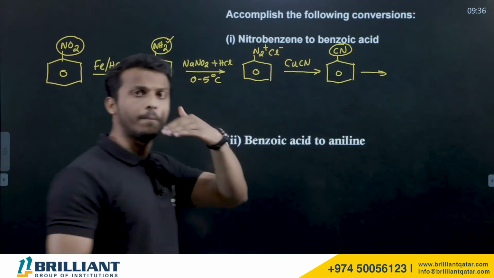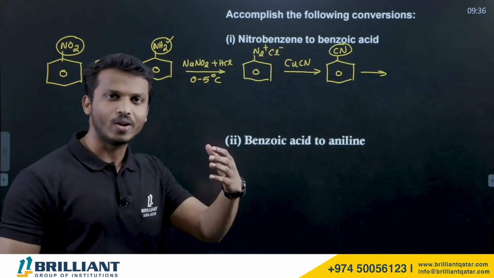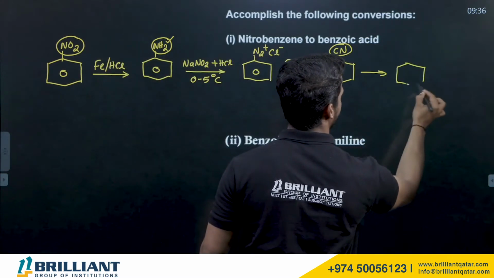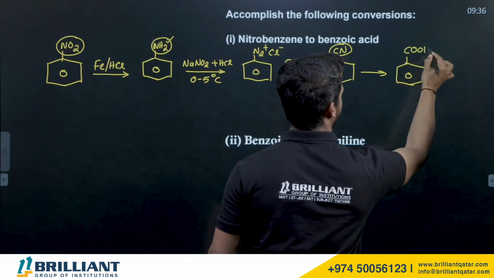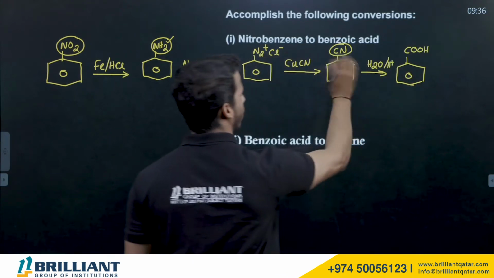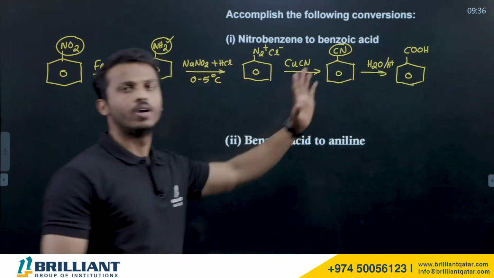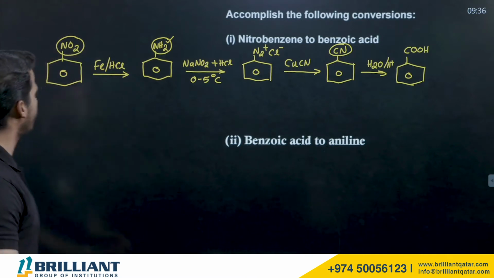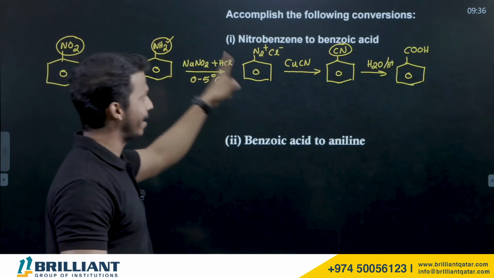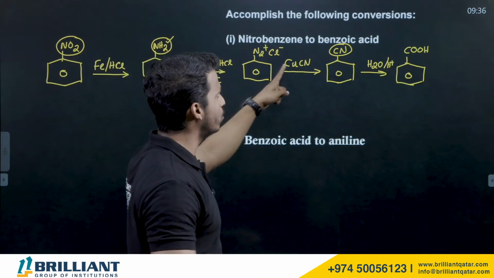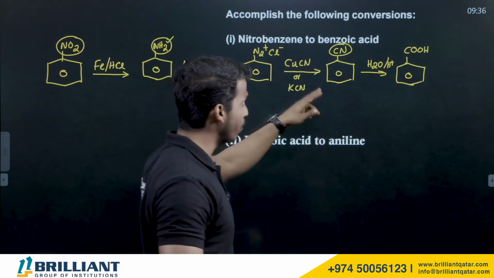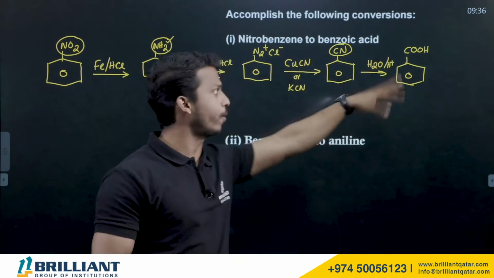Cyanide on complete hydrolysis will give you a carboxylic acid, meaning benzene with COOH. We can add water in presence of an acid. Once again, I am repeating: nitrobenzene on reduction gives aniline. Aniline on diazotization gives the diazonium salt, which is treated with CuCN, or we can use KCN, giving cyanobenzene. Cyanide on complete hydrolysis gives the product, which is benzoic acid.